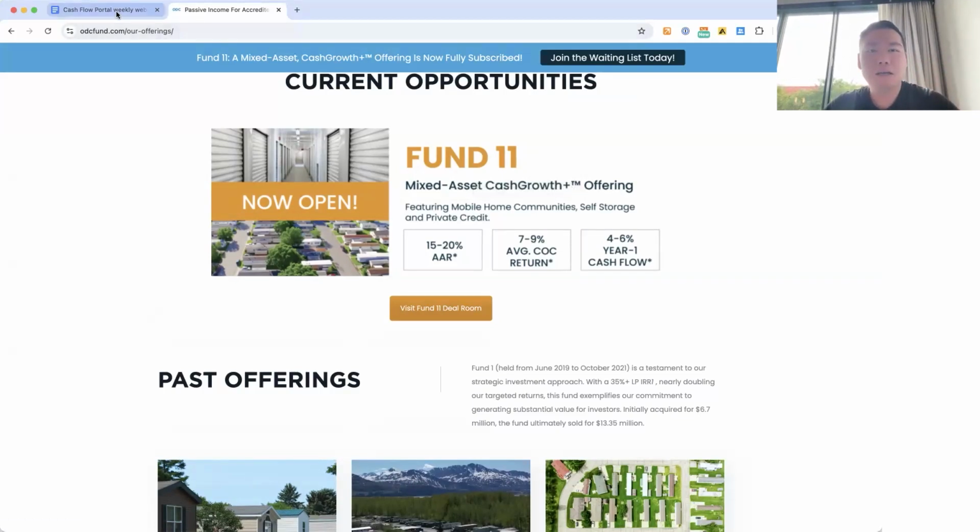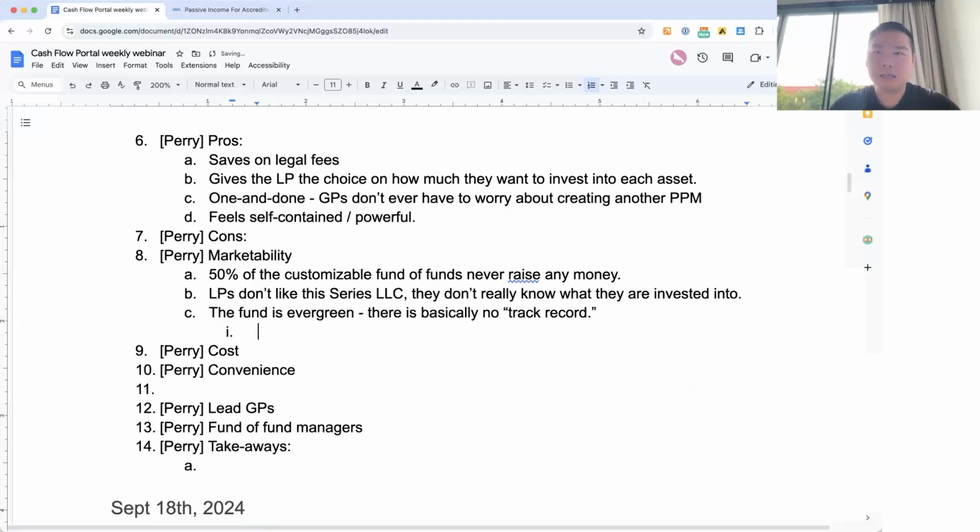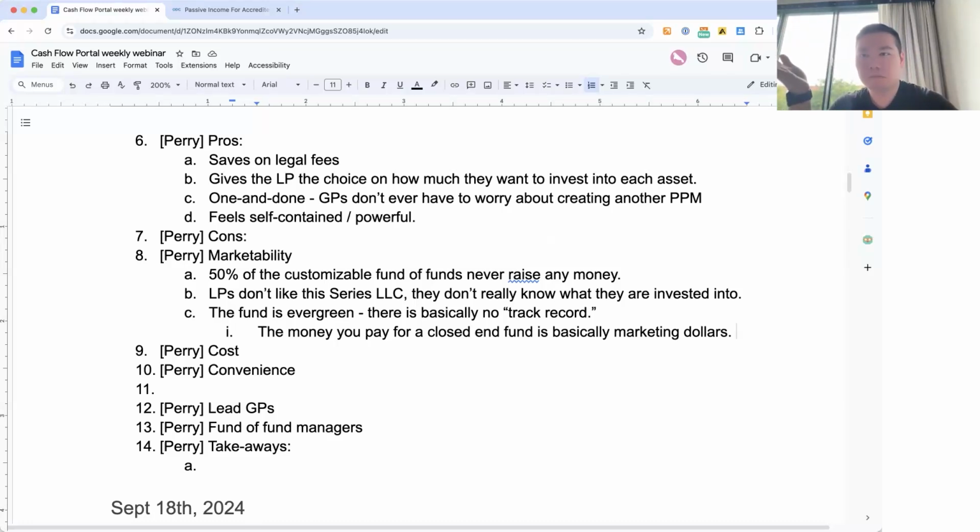And so the way I think about it is the money you pay for a closed-ended fund is basically marketing dollars. People think the money you pay to the attorney, you should save it, but I actually think the money you pay the attorney to create Fund 1, Fund 2, Fund 3, which are individual funds that have nothing to do with each other, it's marketing. It's marketing dollars. It's not really attorney fees.